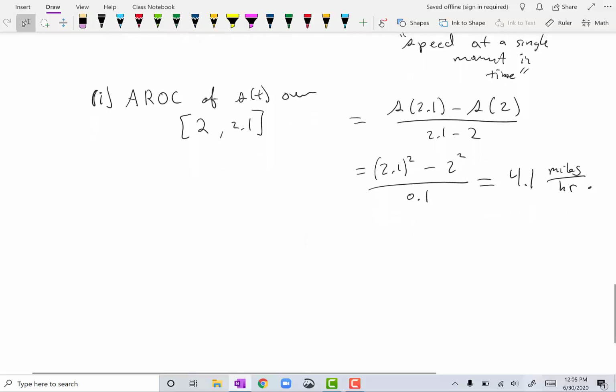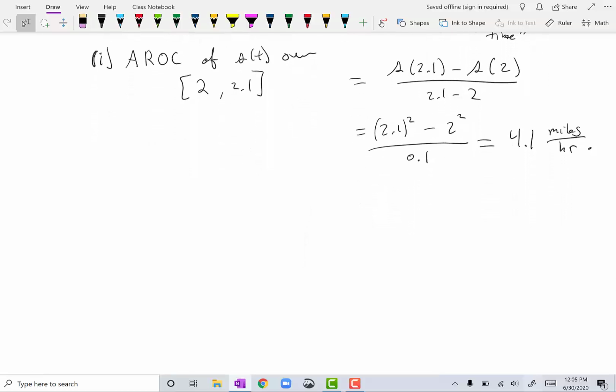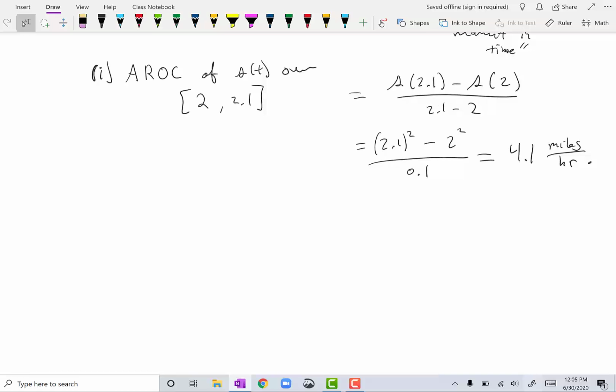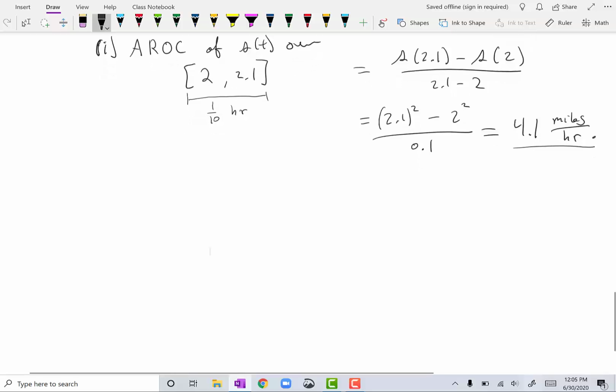So that's still an average rate of change if we want to, but the idea is that it should be close to the instantaneous rate of change because we're taking a very short time interval. It's only 1/10 of an hour that has elapsed here. And so you would expect that over a shorter time period, the speed of the car varied less, so it would be closer to what its actual speed would be at the moment.